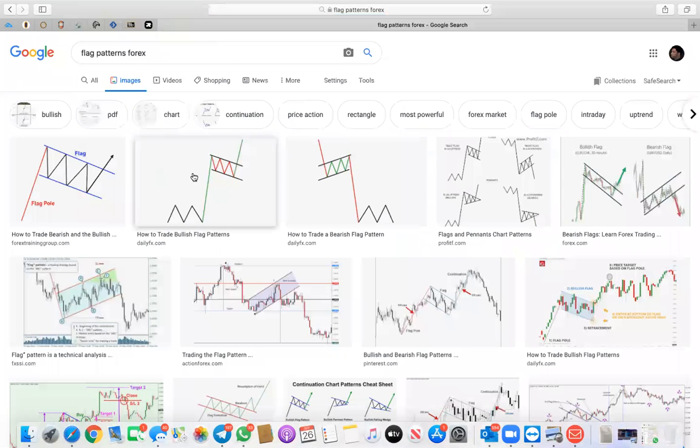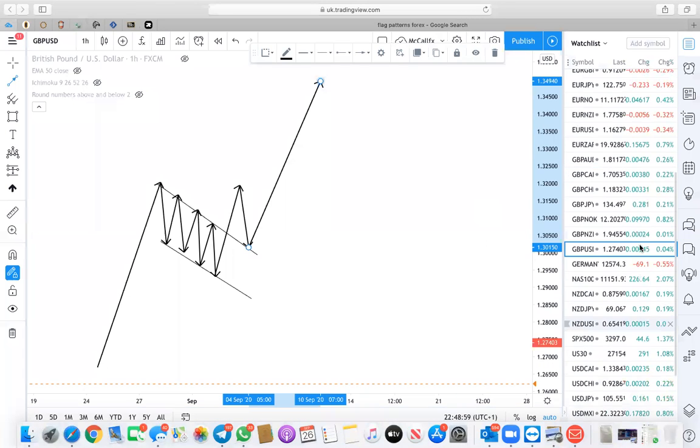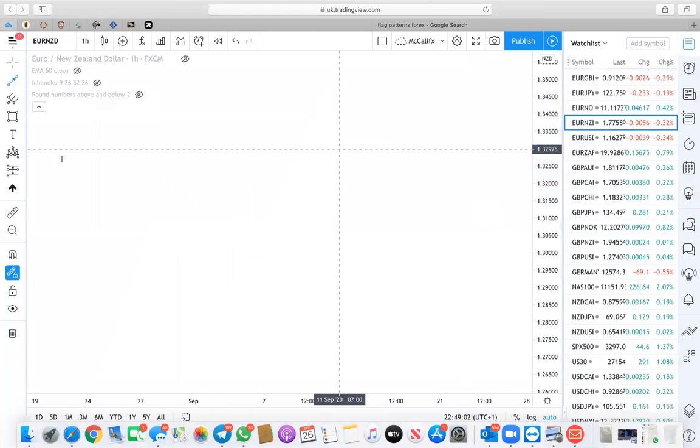This is how it looks, right? Price is going up. You see this brief consolidation, and price breaks and goes back up. I'm going to show you an example of this flag. I'm going to be using the Euro NZD.